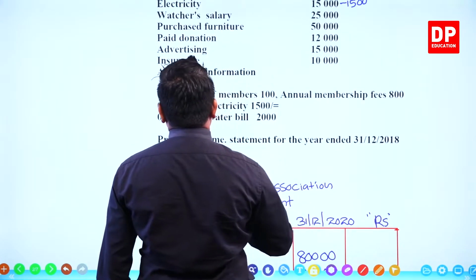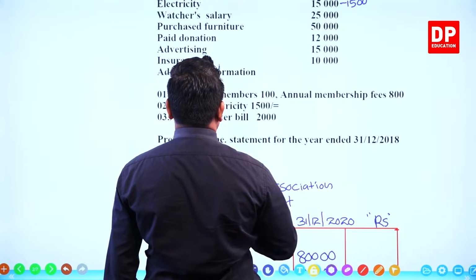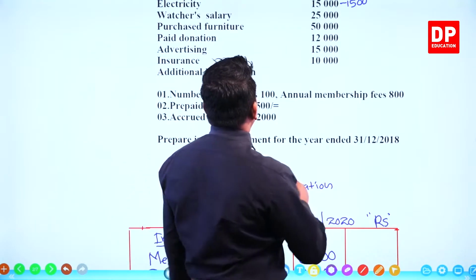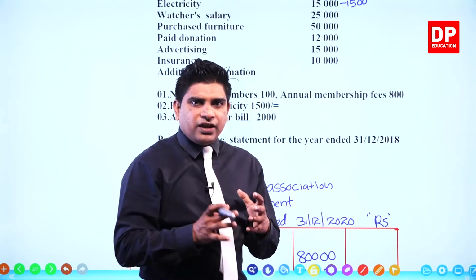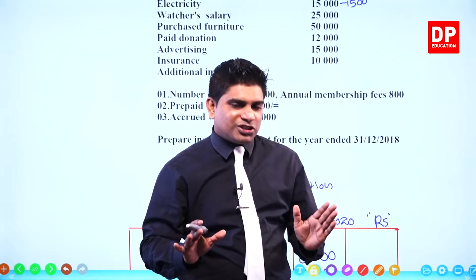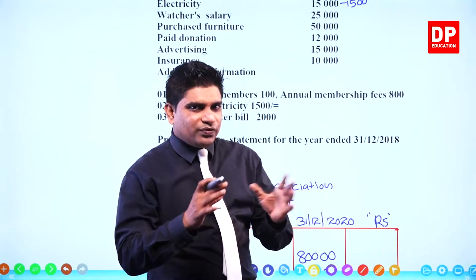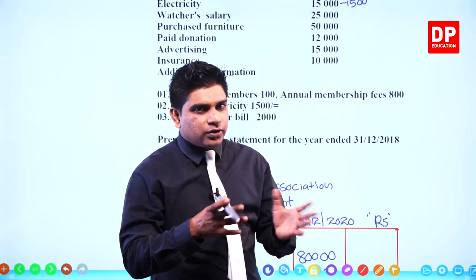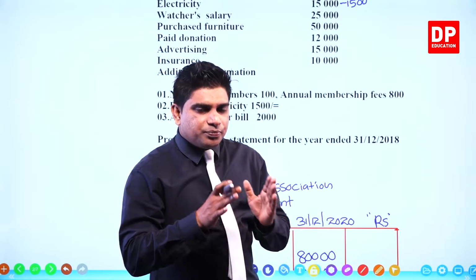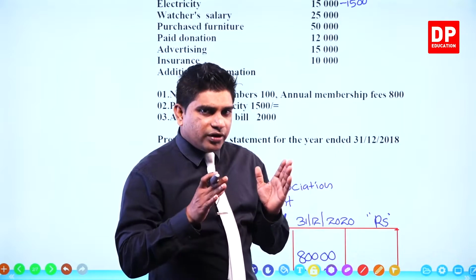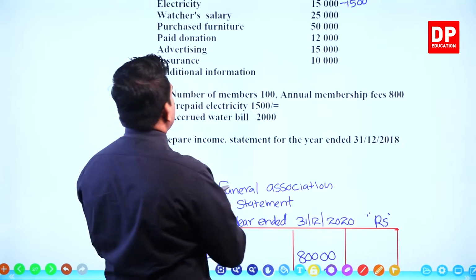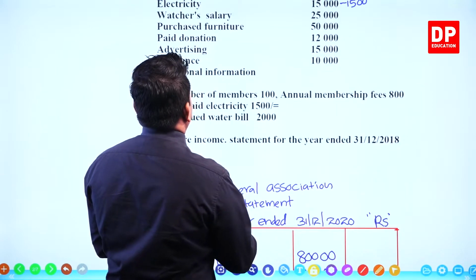Purchase furniture. Do you take it here? Purchase furniture is acquisition of a non-current asset. You never take them to prepare the income statement, right? If they have provided enough details to calculate depreciation, you can consider them. But purchasing of non-current assets, you never take to the income statement. Then purchase furniture 50,000 we don't take.